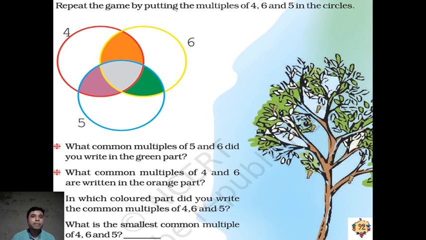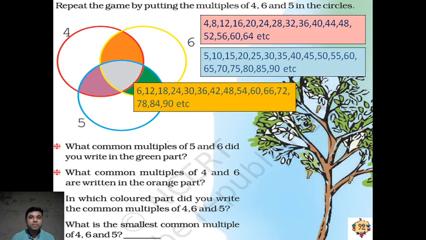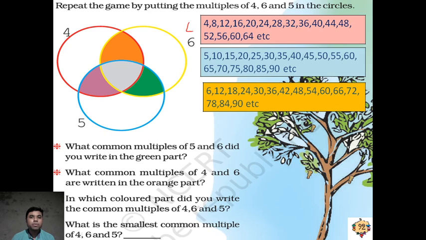Next, repeat the game by putting the multiples of 4, 6 and 5 in the circle. Look here, inside the red circle there are all multiples of 4, inside yellow multiples of 6, inside blue multiples of 5. So before starting the question, first write it. These are the multiples of 4, these are the multiples of 5, and these are the multiples of 6. Is it clear? Now come to the question.